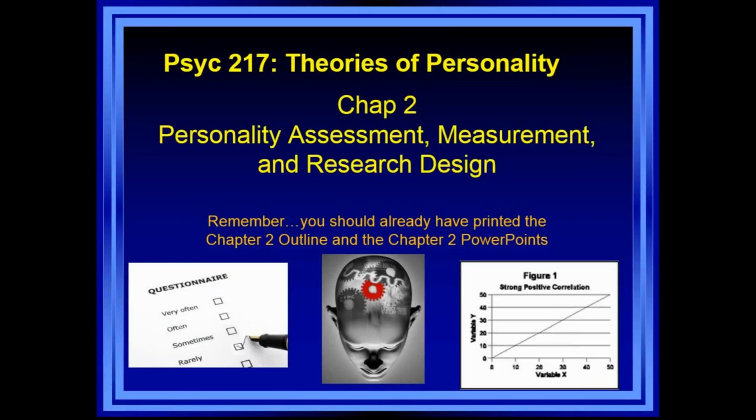Okay, we're in Chapter 2, Personality Assessment, Measurement, and Research Design. There's a little note in your PowerPoint that you should be printing the outlines from that chapter, or that folder in Blackboard. You should also print out the printable version of these PowerPoints so that you can take notes right next to the PowerPoints. If you run out of space in the front, you flip it over and you're right on the back of the page. We should have that all set up before you play the lectures.